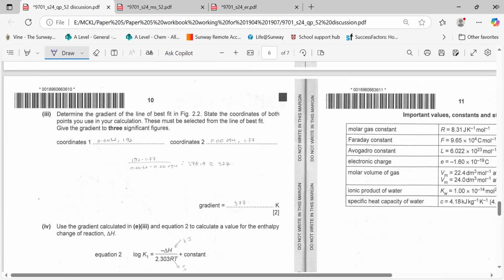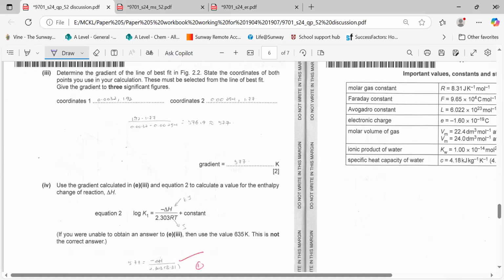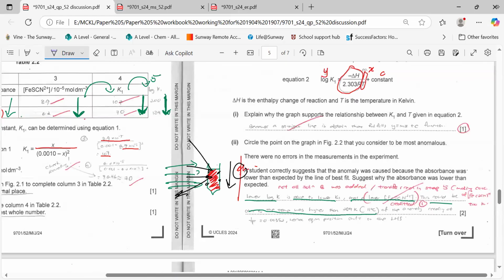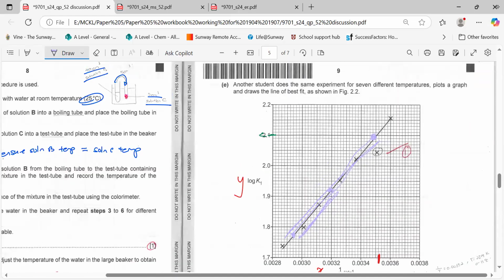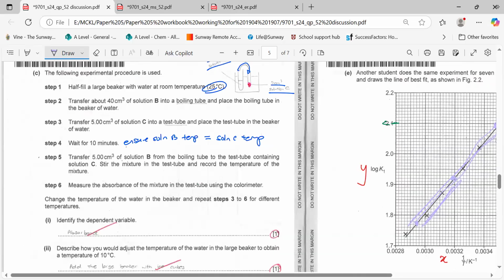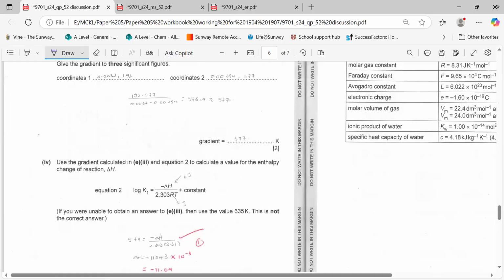So the gradient is positive. I give it as 577, approximately there. Your gradient and my gradient shouldn't be too far apart, because this line is drawn by them. All right, we all have the same line on the same question paper. So it only depends on the coordinates that you have read.